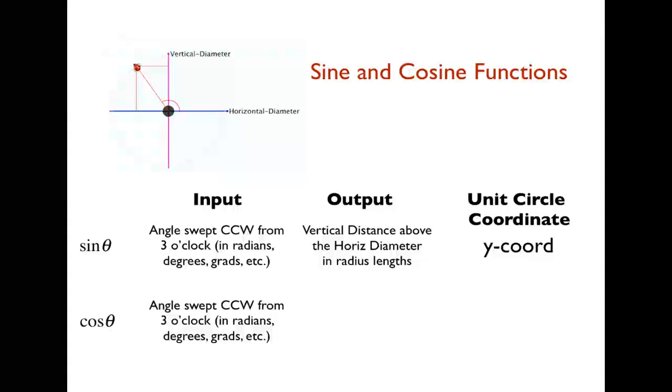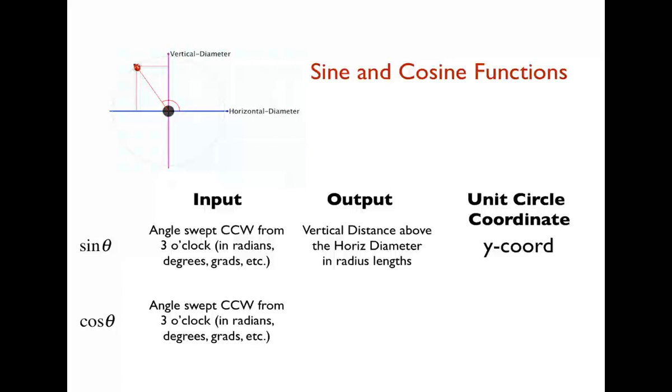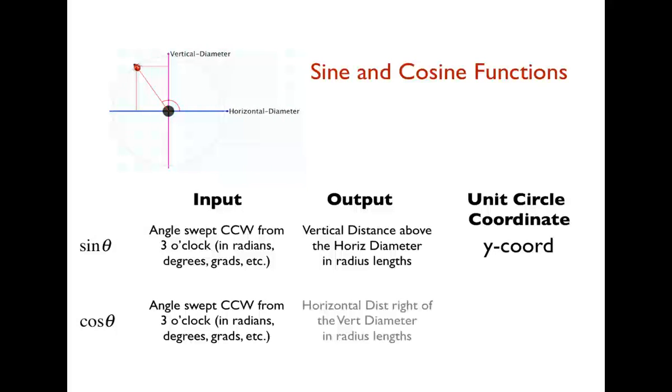Okay, cosine, what's the input? Exactly the same. It's the exact same angle, swept counterclockwise from the 3 o'clock position. What's the output? Horizontal distance to the right of the vertical diameter. And what's the coordinate? X coordinate.